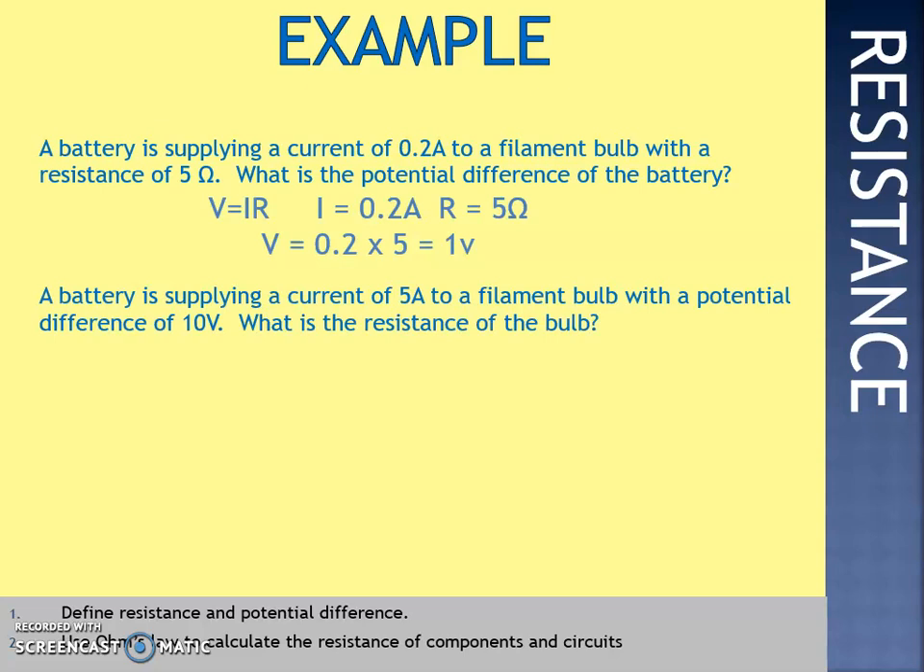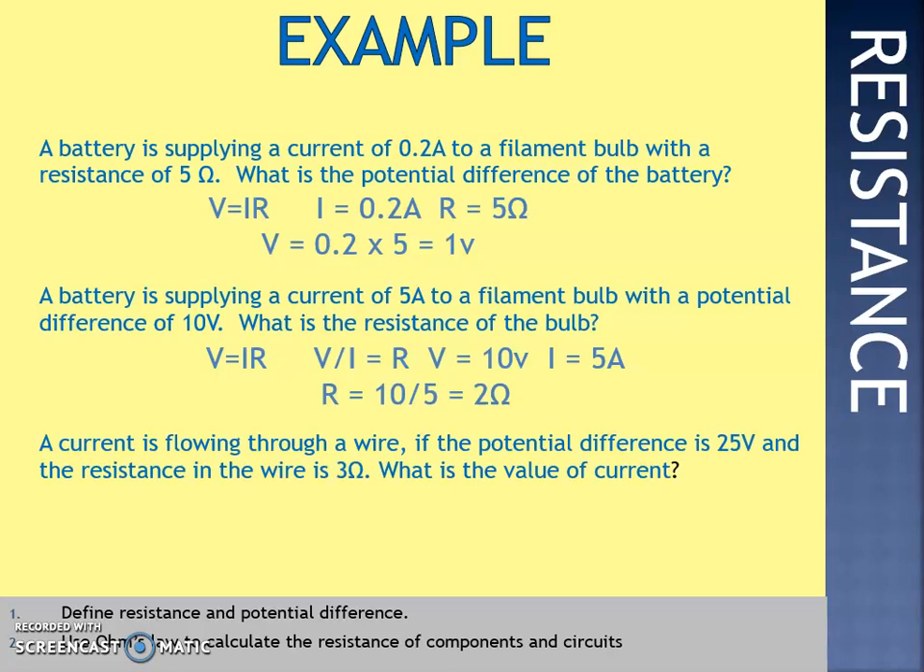Example 2. A battery supplying a current of 5 amps to a filament bulb with a potential difference of 10. What's the resistance of the bulb? Again, I'd write my equation out and then rearrange it if I need to. So I've got V equals IR, but looking at the question, I'm working out the resistance. So I rearrange my equation: voltage divided by current equals resistance. From the question, I know that voltage is 10 and current is 5, so that would be 10 divided by 5, voltage over current, giving me an answer of 2 ohms.